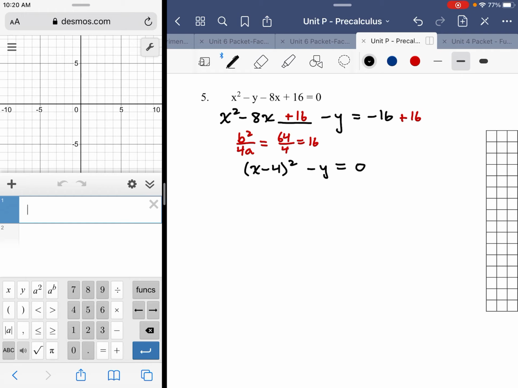Now, because it is a situation where only the x term is squared, it's not going to be an ellipse or a hyperbola or even a circle. It must be a parabola. Parabolas take on a couple of different forms.